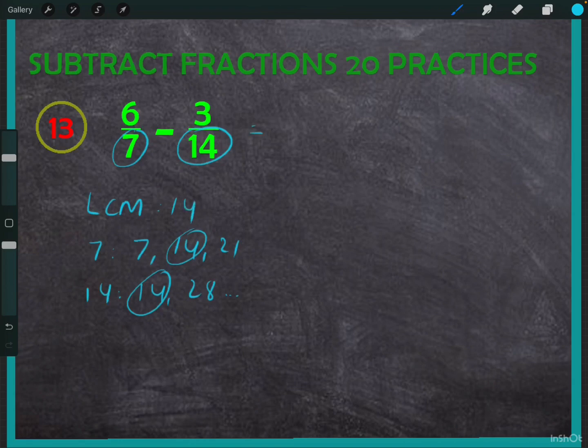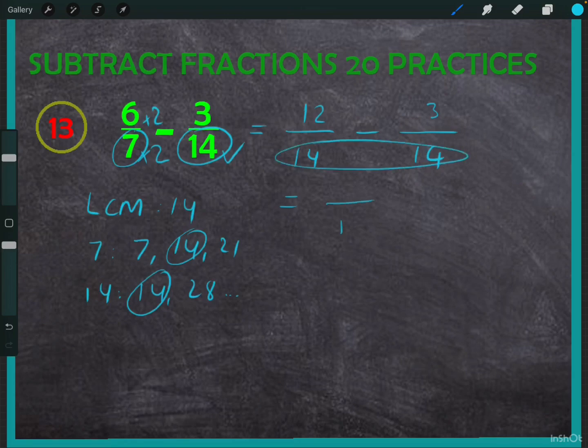From here, we will convert the two original fractions into two new fractions with the LCM, which is 14, in the denominator. For the first fraction, we times 2 to 7 to get 14, and so we must times 2 to 6. 2 times 6 is 12. For the second fraction, we don't need to do anything because we have 14 in the denominator already. So we just write again 3 over 14. Here we have two fractions with the same denominator, which is 14. To subtract them, we write the denominator again, and we take the first numerator, subtract the second numerator. 12 subtract 3 is 9. 9 over 14 is the answer.